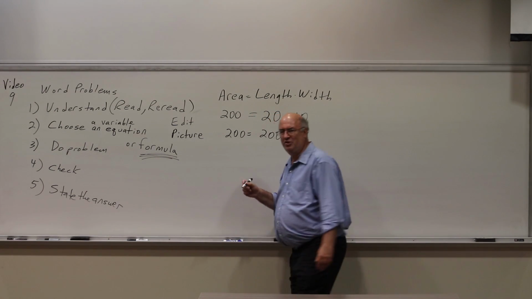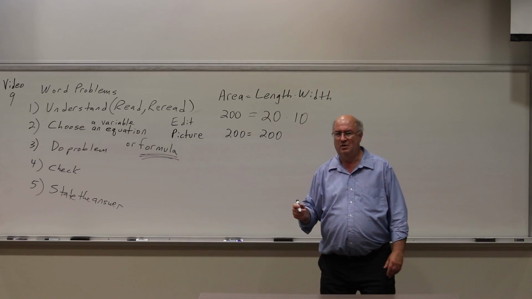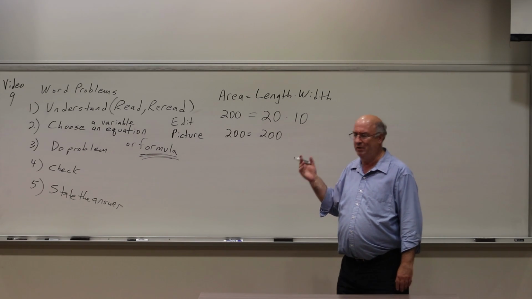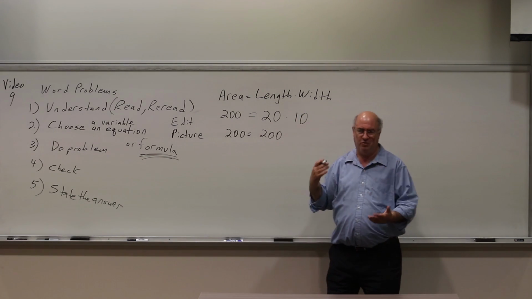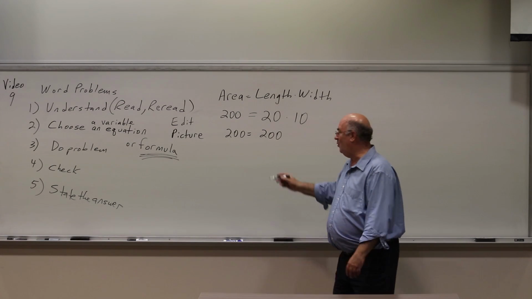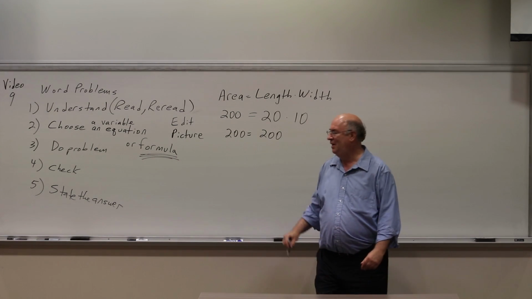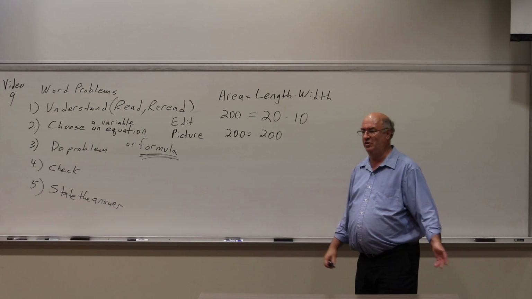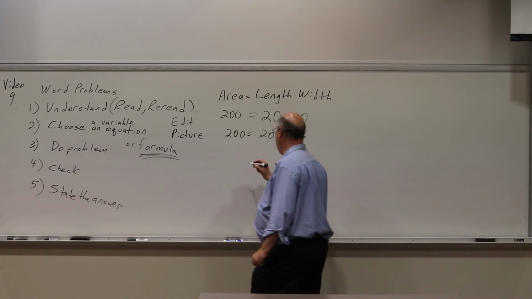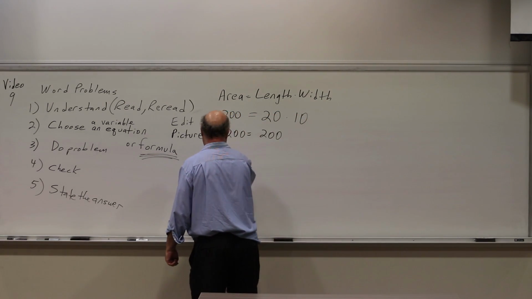You can use a calculator if you need it, because a lot of times the numbers are a lot harder than this. We get 200 equals 200, great. Left side equals right side, wonderful. It's an equality with an equal sign. And then state the answer. So the area is 200.